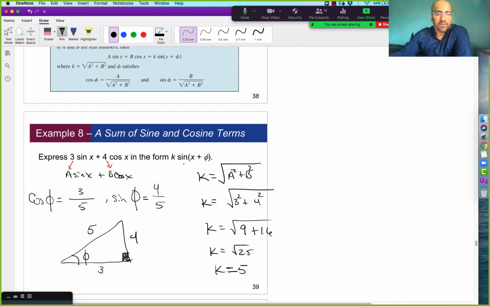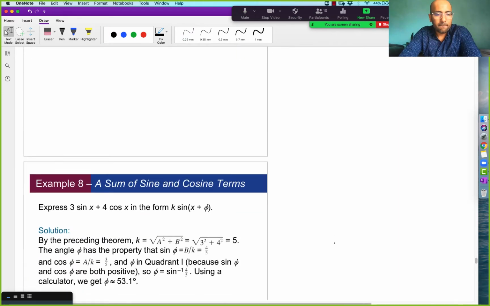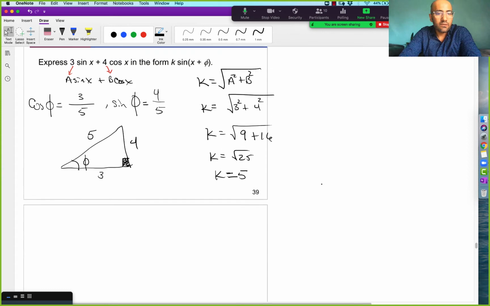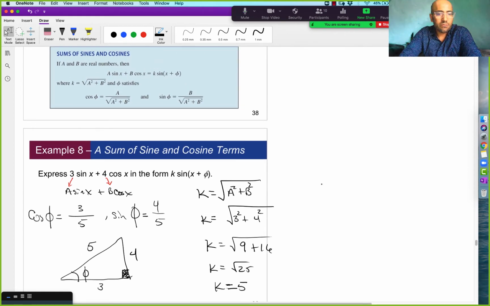Otherwise, we can also, oh man, I should have made more space here. Okay, let me see something. Yeah, we just have to use our cosine inverse function. So let's go back over here.